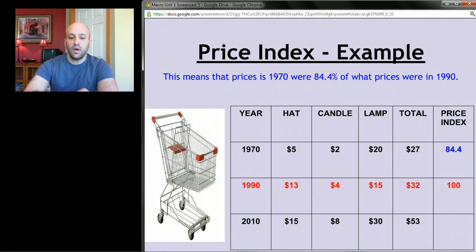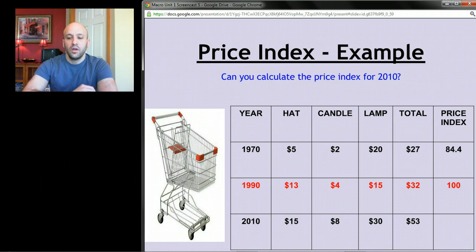To do the same thing for 2010, you're going to use the same formula. So I'm going to suggest that you try it out. Pause the video, see if you can use the formula, see if you can get the price index for the year 2010. Pause, unpause, there's the answer, 165.6. And if you got that answer, you know how to calculate a price index.